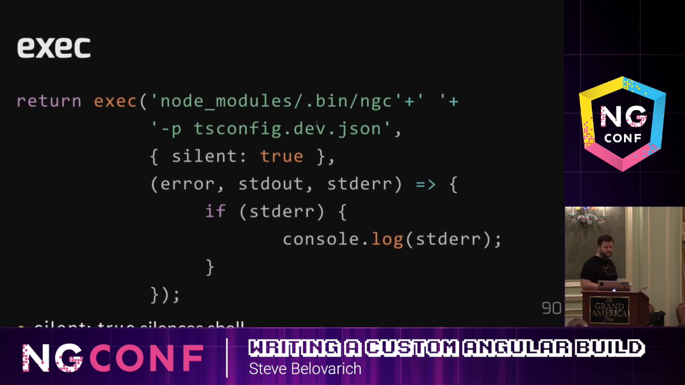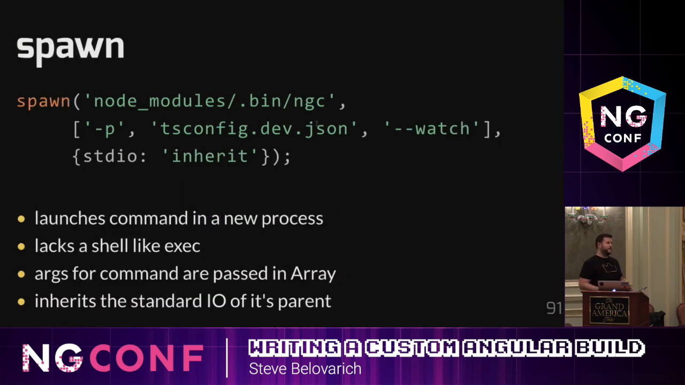This would give us the advantage of being able to style our own logs if we wanted to. We could then use the callback here so that whenever ngc is logging, we can check if std error is being passed through the callback here, and we could log it. The problem is, in watch mode, exec is not going to be something we want to use. Exec returns a buffer. It expects the process to stop, whereas with the watcher, we want to keep it running. So we're going to use spawn instead.